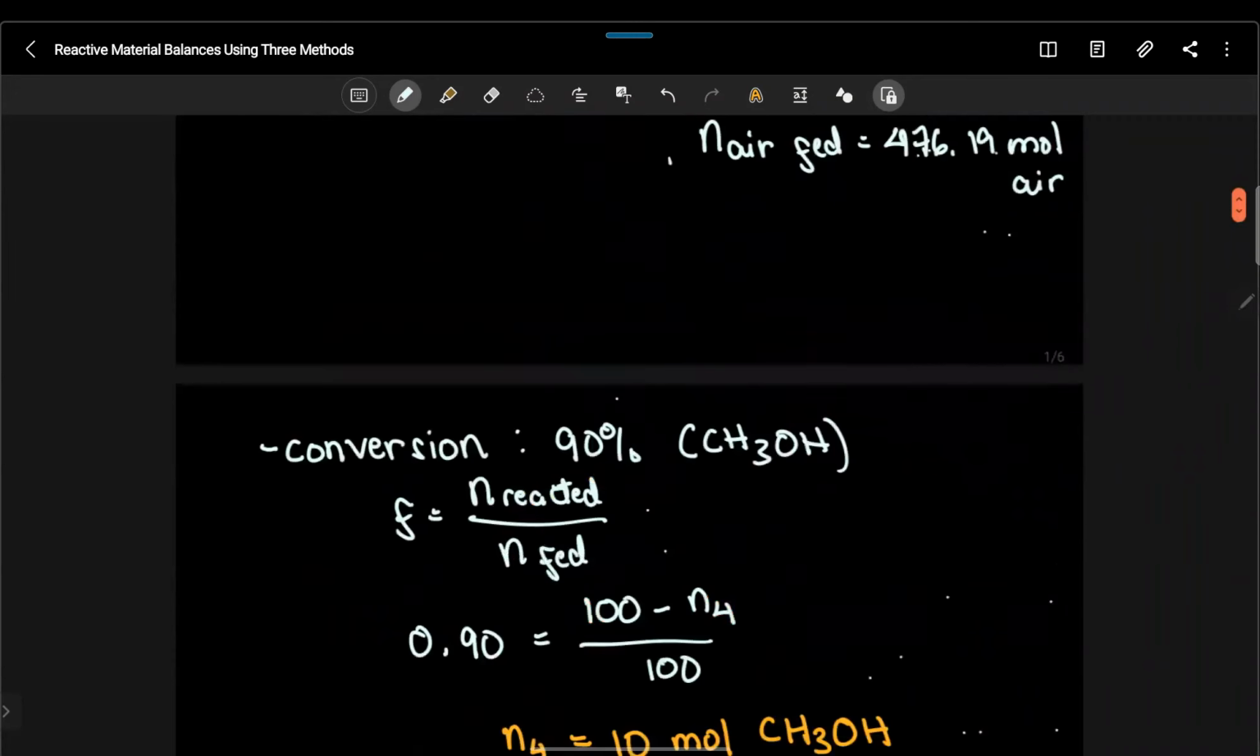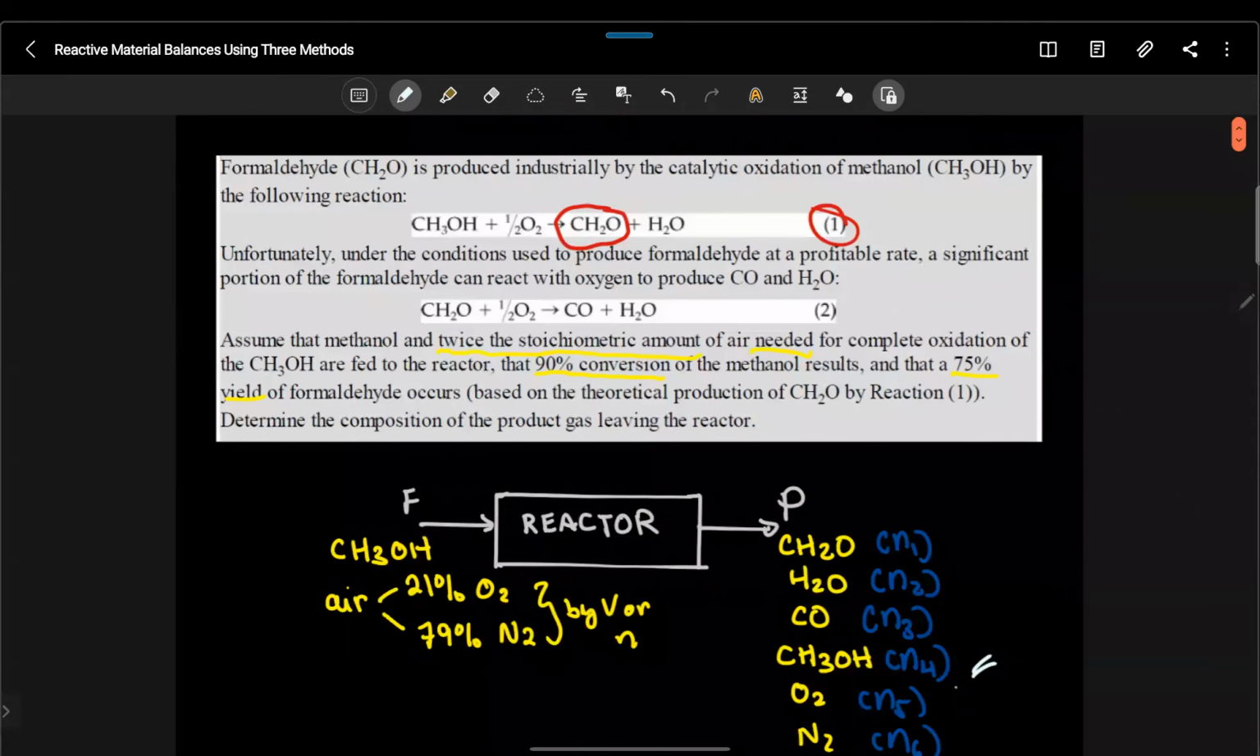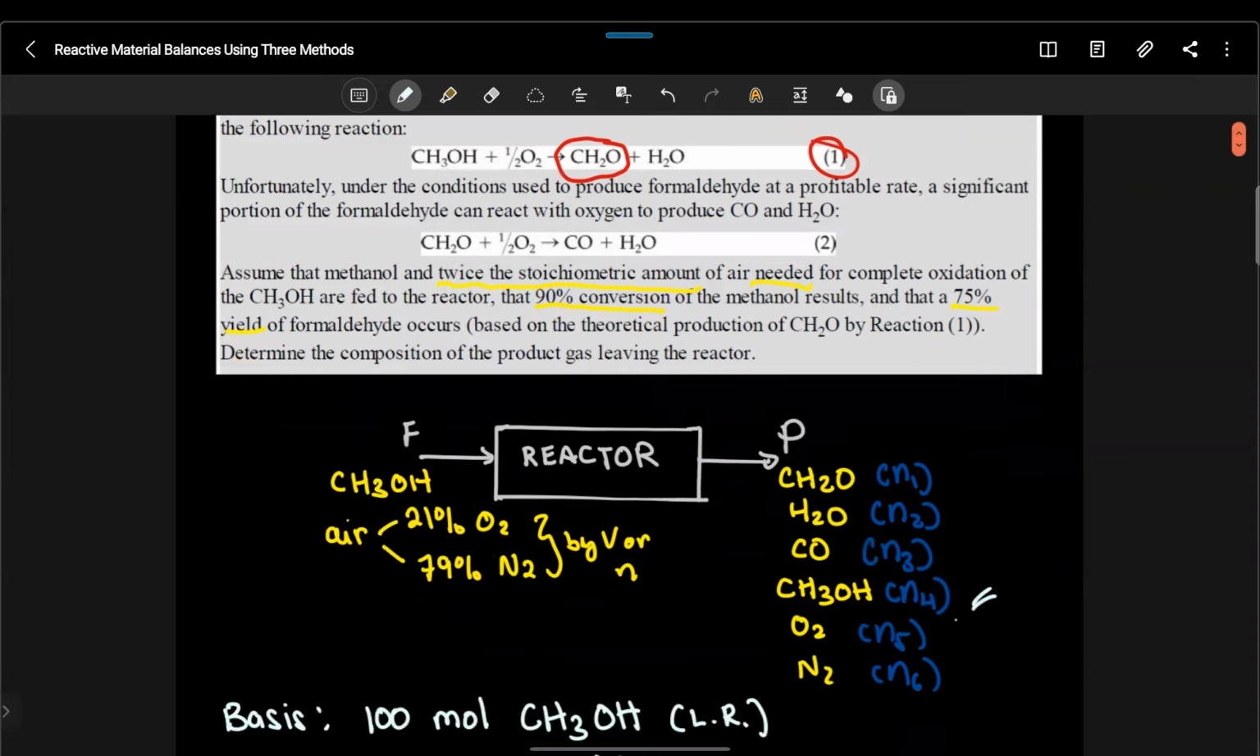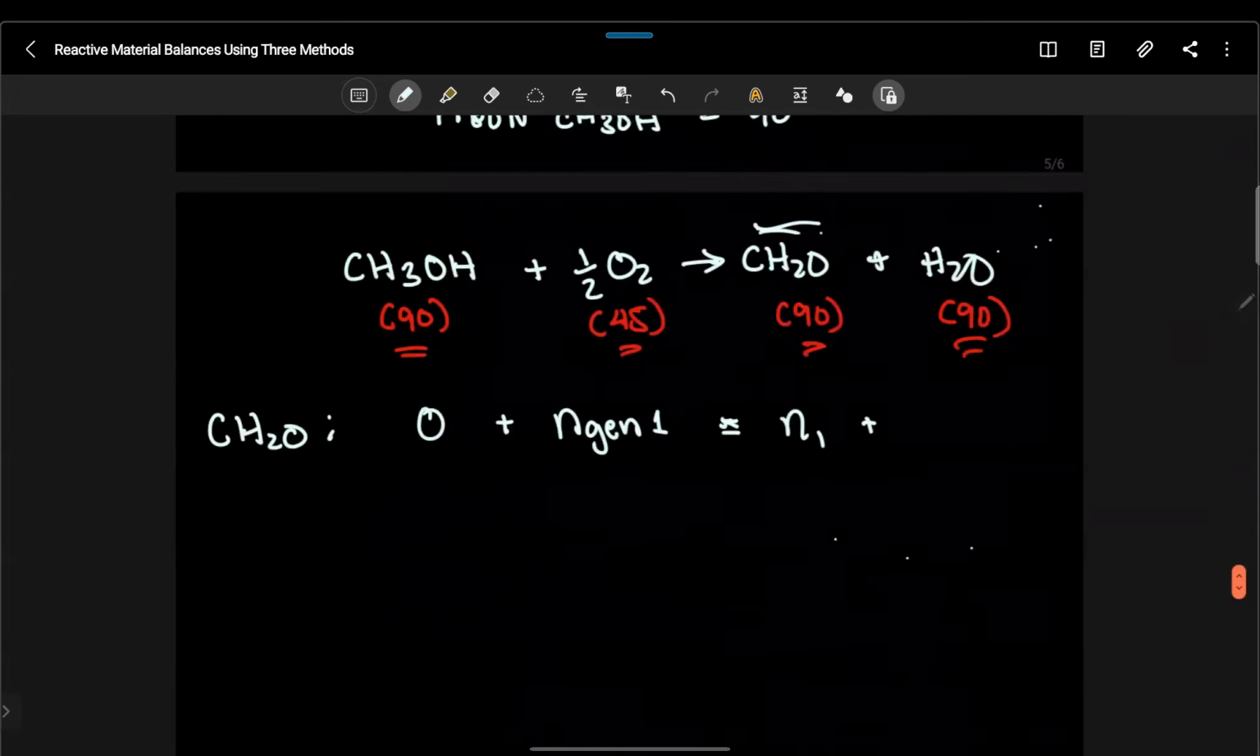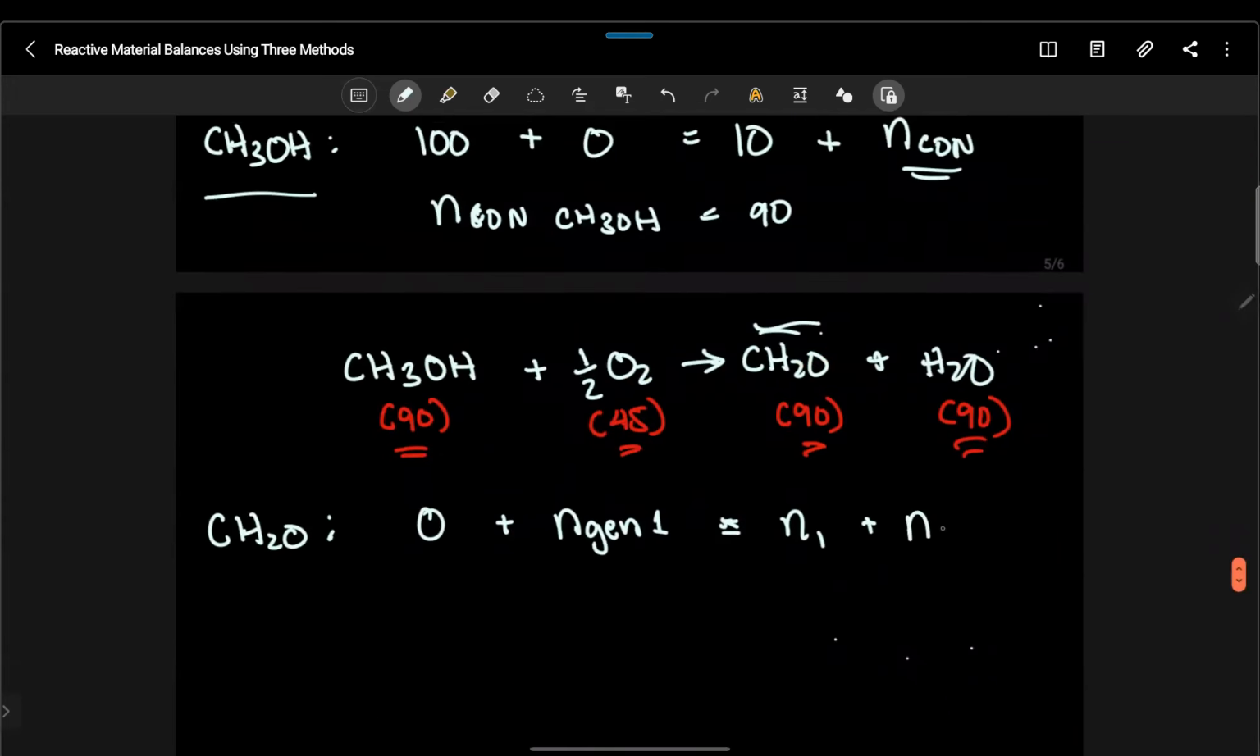Ito na lang tayo sa pinakataas. If you check the equations, formaldehyde again is both a product and a reactant. Product siya kay reaction 1, reactant siya kay reaction 2. So kay reaction 1, meron tayong moles formaldehyde generated. Kay reaction 2, meron tayong moles formaldehyde consumed. Okay? So sulat natin, plus N consumed na formaldehyde, pero kay reaction 2 siya. Hindi siya kay reaction 1.